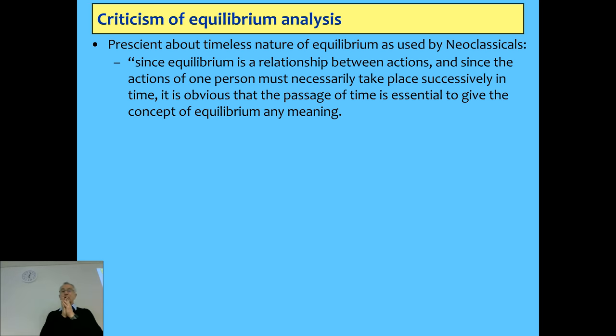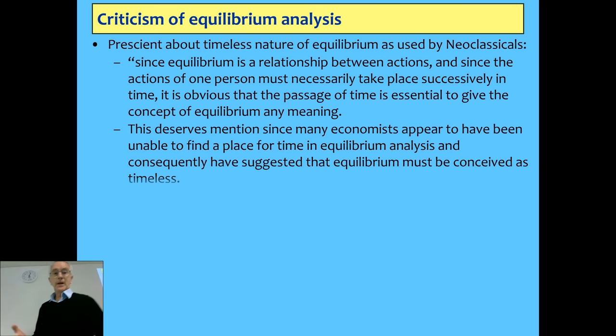And since one person acts successively in time, you've got to include time somehow in your concept of equilibrium. You can't be in equilibrium now if you're going to fall, if the next step's going to take you over the edge of a cliff, effectively. So many papers, he says, many economics papers don't include time. And at the time he was writing, this is correct. Most of them would assume equilibrium at a point and not mention time at all.